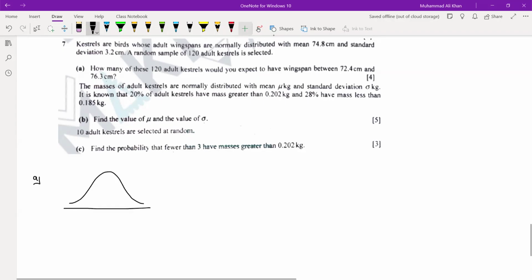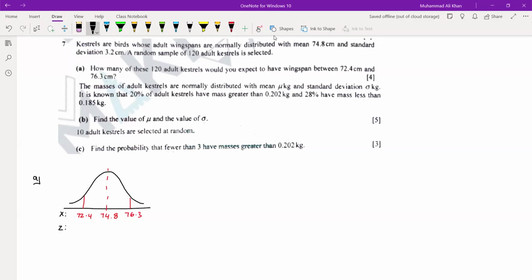In this normal curve, what is the mean? The mean is 74.8. And we have to calculate the birds between 72.4 and 76.3. These are the values of X because the mean is not equal to 0, so we convert into Z by the formula (X minus mean) upon standard deviation.